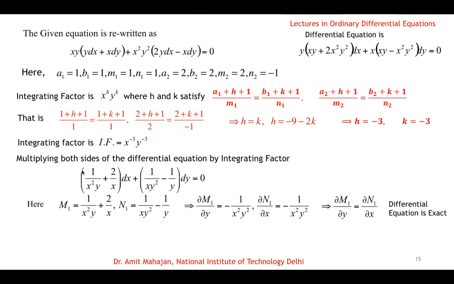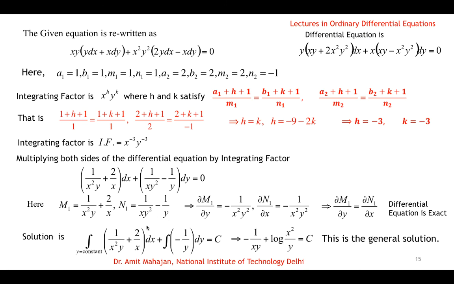So once we know that this is exact, we can find the solution of this differential equation by integrating M1 with dx, treating y as constant, and taking only those terms of N1 which do not contain x. The first contains x, the second does not contain x, so minus 1 by y inside the integral, equal to constant, and then we can integrate this and write the final solution, which is a general solution of the differential equation.